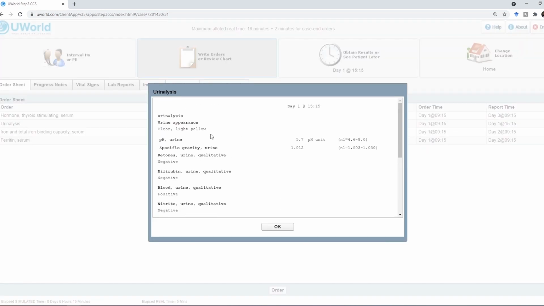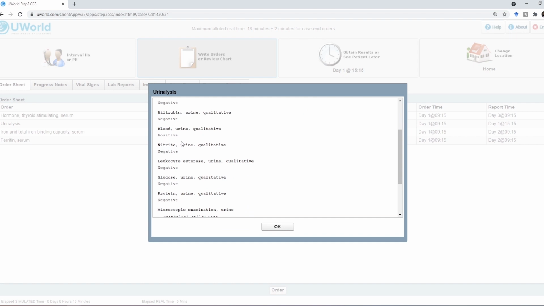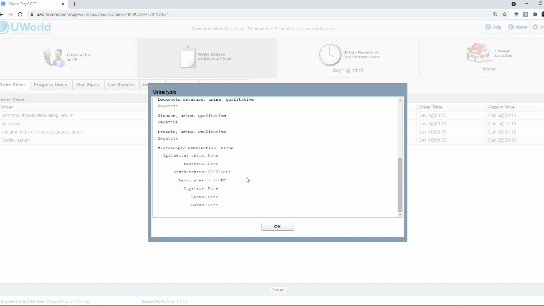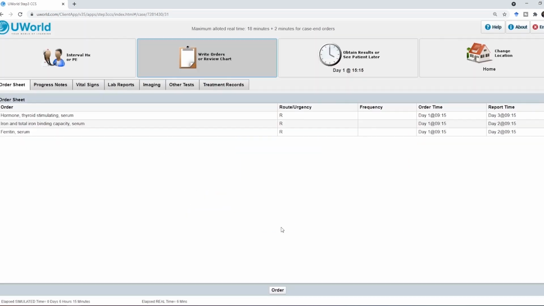Continue. For the urine analysis, we start from here, everything negative. So far, we can see that blood, urine, positive. So there is blood per urine. So the most likely cause of this patient's fatigue is from the urinary tract. The rest of the urine analysis is normal.